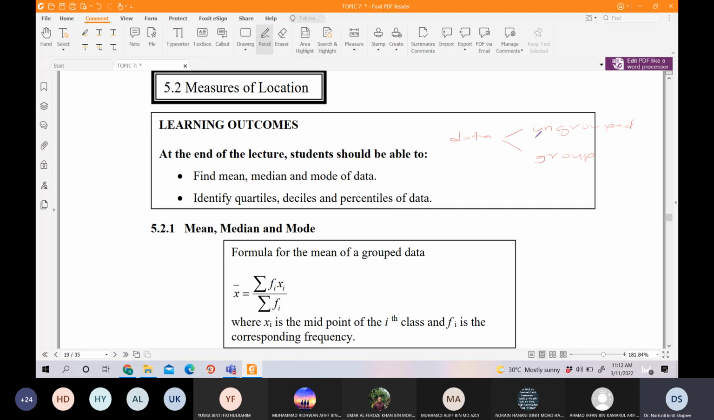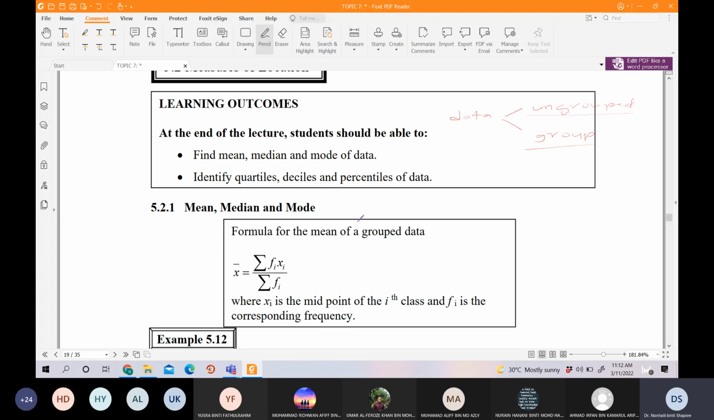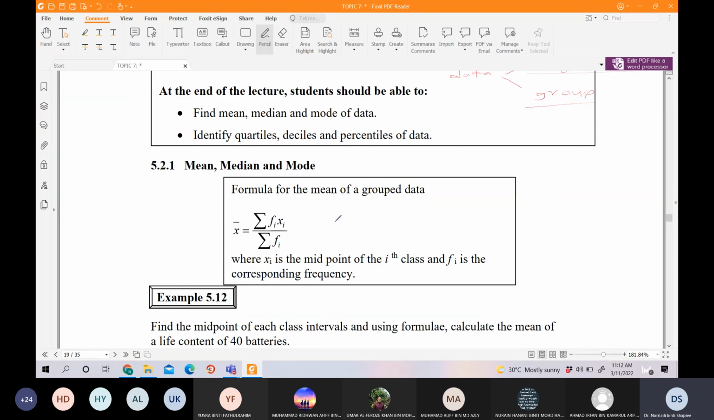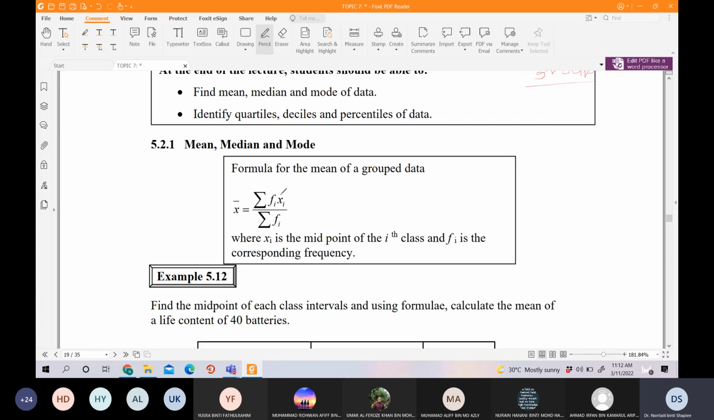Okay, untuk ungroup data, there is no class interval. Tapi kalau group data consists of class interval. So that's why we need to learn again. So for the mean of the group data, the formula is the summation of frequency and X. X refer kepada apa? Midpoint.